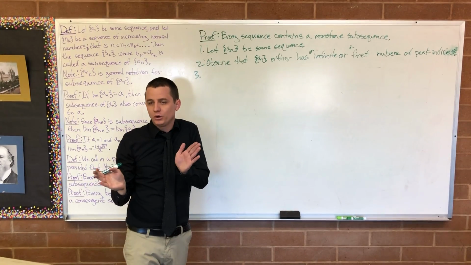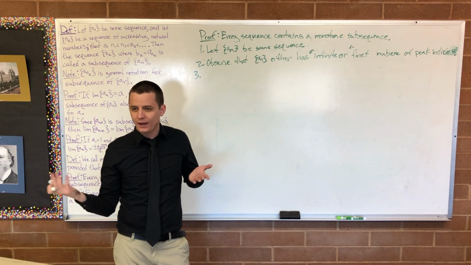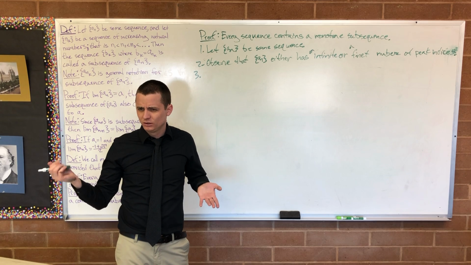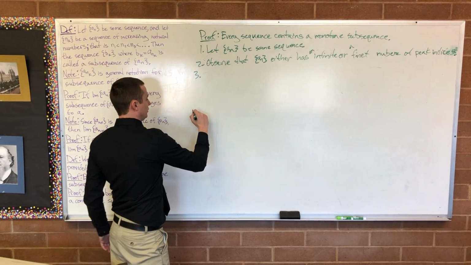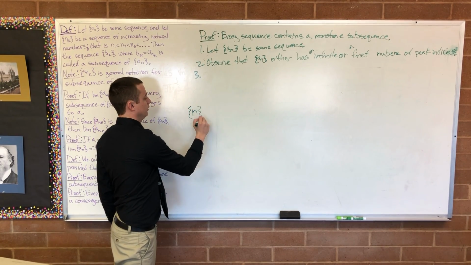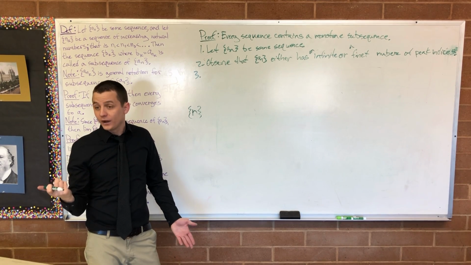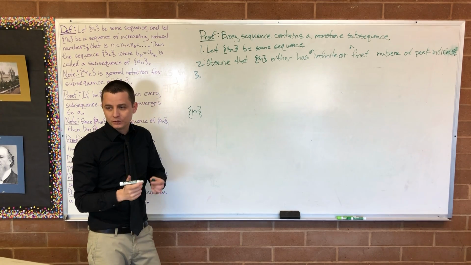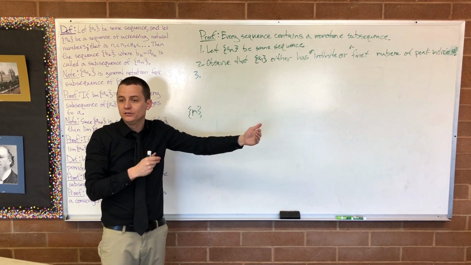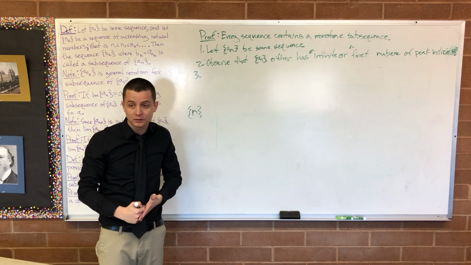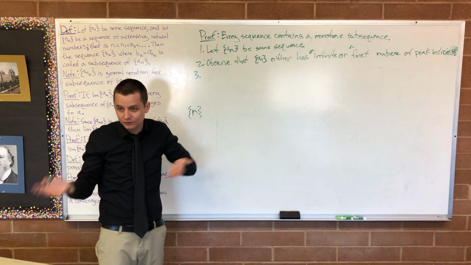So, pick any sequence you want. It either has finitely many peak indices or infinitely many peak indices. Wait, what if it has 0 peak indices? Isn't that possible? It is possible. Look at the sequence n: 1, 2, 3, 4. Then it is fine, because 0 is a finite number. So any sequence either has infinitely many peak indices or it doesn't, meaning it has finitely many peak indices. Maybe 0, maybe 10, maybe 100. But the number of peak indices is either infinite or finite.